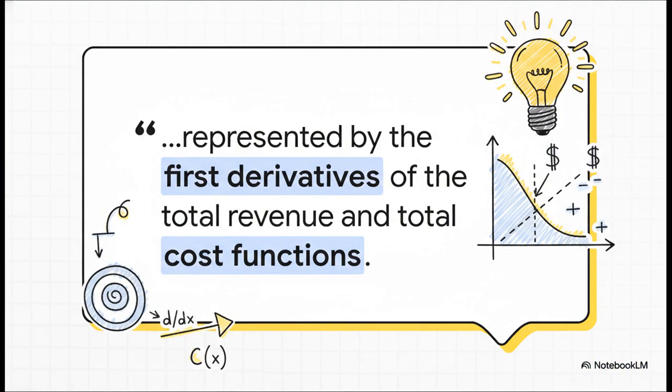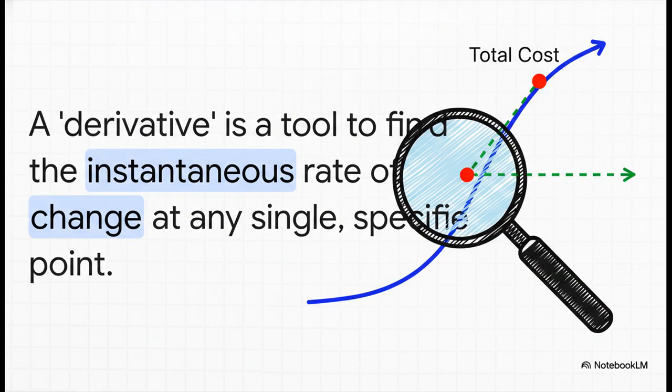Now this is the operational key to the whole thing. This phrase here is taken right from our source material. Marginal revenue and marginal cost are mathematically represented by the first derivatives of the total revenue and total cost functions. Now, for those of you with a strong calculus background, a little light bulb should be going off right now. And for those of you for whom calculus feels, well, a little bit distant, don't you worry, we're about to demystify this powerful idea. Let's break this down.